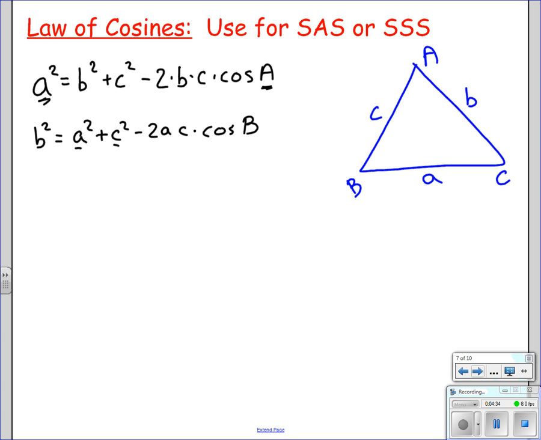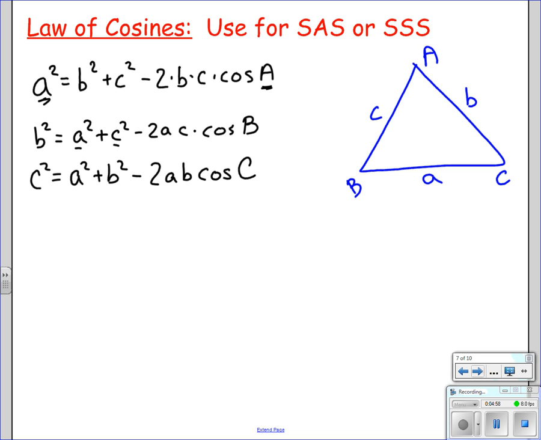Now C squared is equal to the other two sides, A squared plus B squared minus 2AB cosine of angle C. And yes, you need to know those, but I don't think that they're too bad to memorize, especially since we derived it, and they kind of look like the Pythagorean theorem.